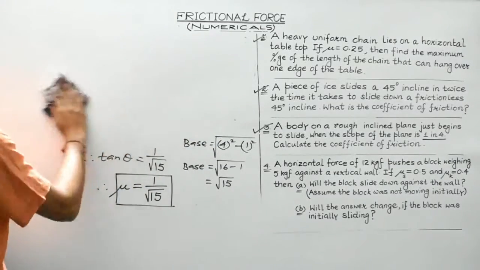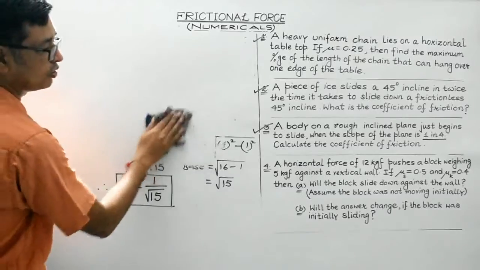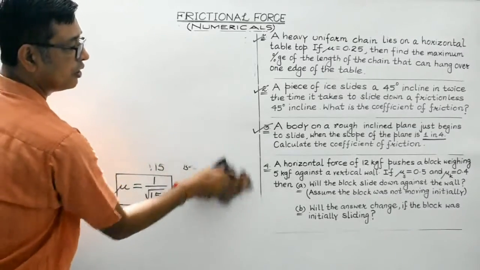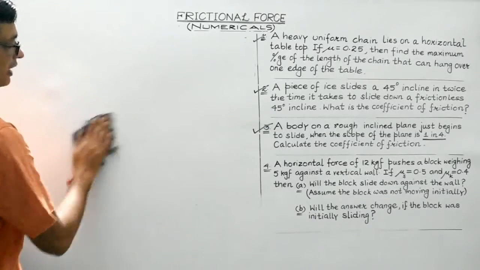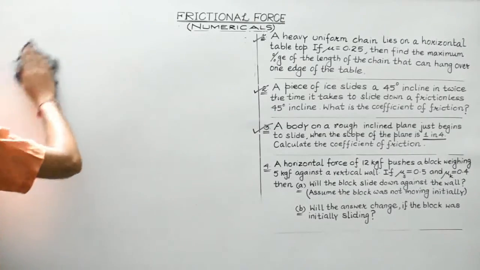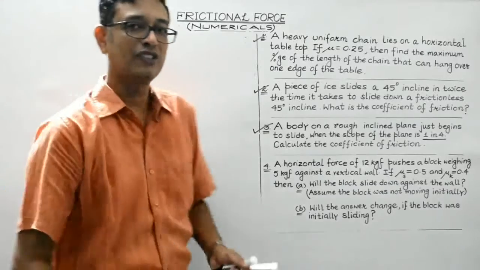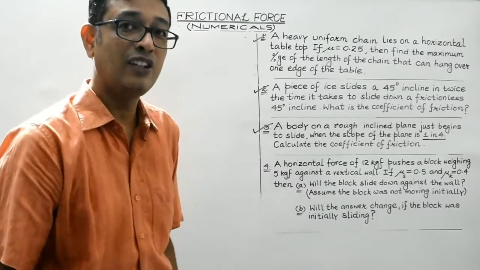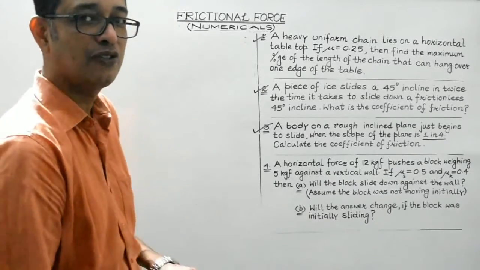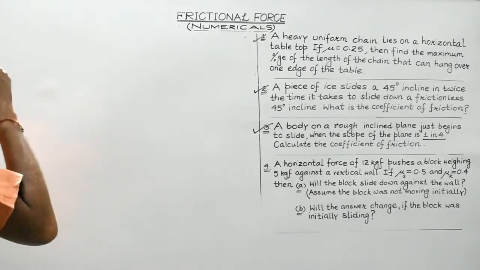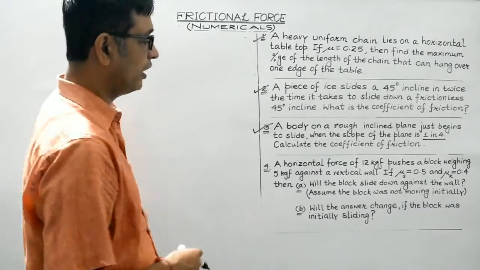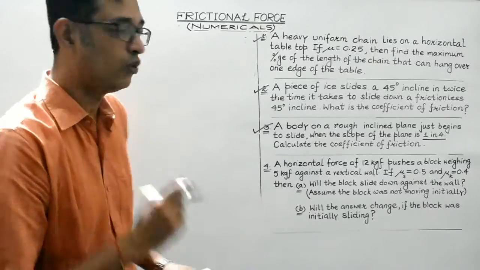Okay, question number 4: a horizontal force of 12 kgf. kgf is the gravitational SI unit of force. It is kilogram force, which can also be known as kilogram weight. It's the gravitational SI unit of force. So a horizontal force of 12 kgf pushes a block weighing 5 kgf against a vertical wall.